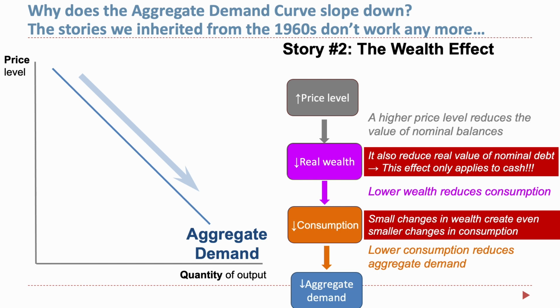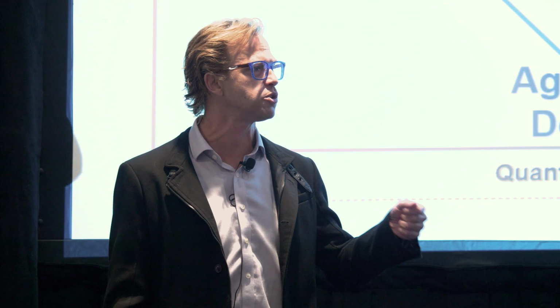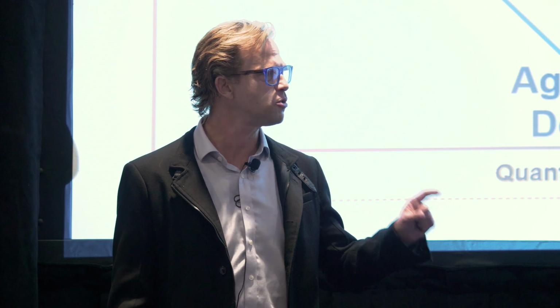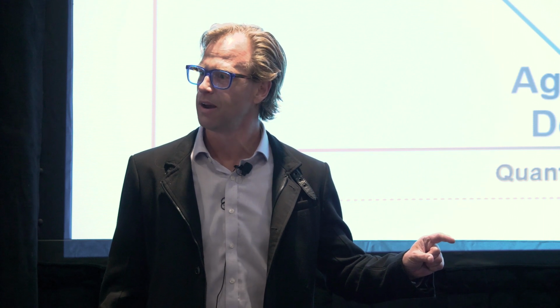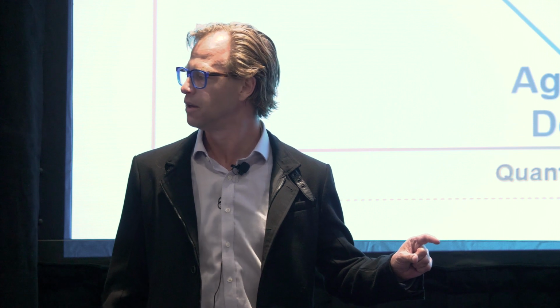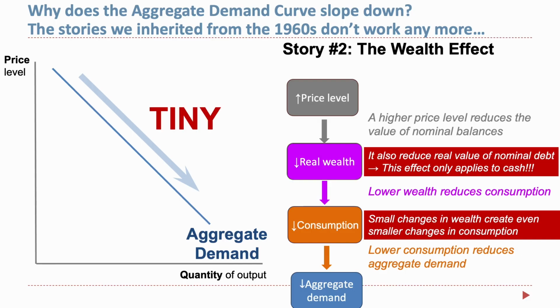And then if the real value of my wealth were to change, if inflation were 10%, that $20 bill is now worth $18. That's the wealth effect. And we think the marginal propensity to consume out of wealth is about 0.05. And so now you can see that this wealth effect is literally pennies. So this one isn't false, it's just infinitesimally small.